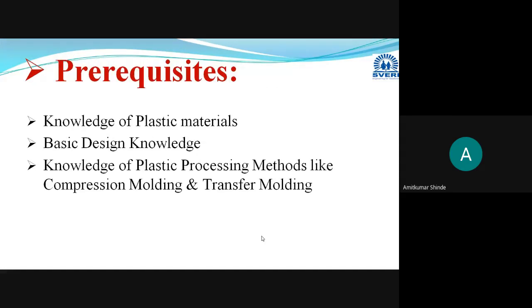Now, what are the prerequisites for this chapter? You should have basic knowledge related to plastic materials, their classification and their properties. Then you should have basic design knowledge, and specific knowledge related to how compression molding and transfer molding are performed. Already this part we have seen, the introduction to plastic materials in the first chapter, and the compression molding and transfer molding process we have discussed in our second chapter, processing of plastic materials.